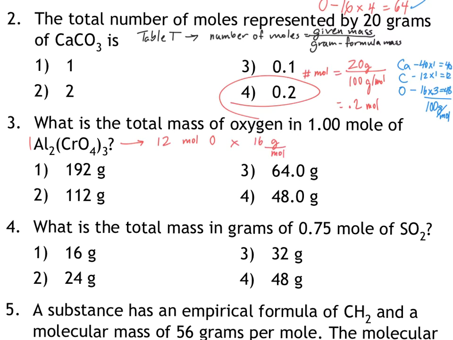I wrote it like this because my intention is for the moles of oxygen to cancel out with the moles down here. And then I just need to multiply the 12 by the 16 to get 192 grams. So I believe the best answer would be choice 1.